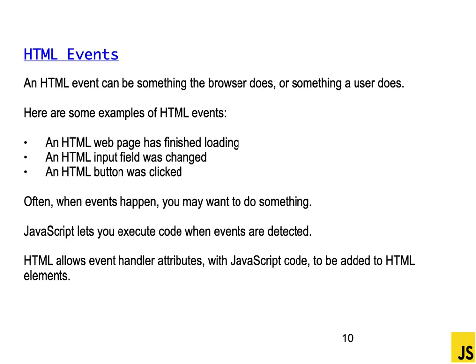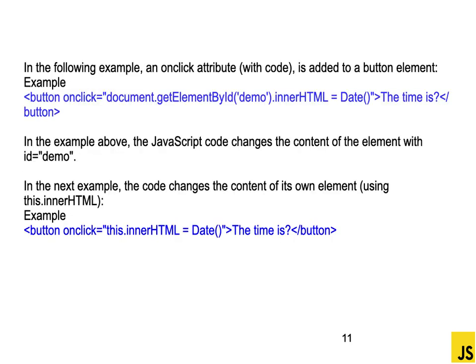Now we will see more about event handler attributes and JavaScript code related to event handling that is added to HTML elements. Okay, so one example is here. In the following example, an onclick attribute with code is added to a button element. How is that added? This is a part of HTML actually. The JavaScript part we need to implement. So first, when a button is clicked, something is to happen, and such an event is coded using HTML.